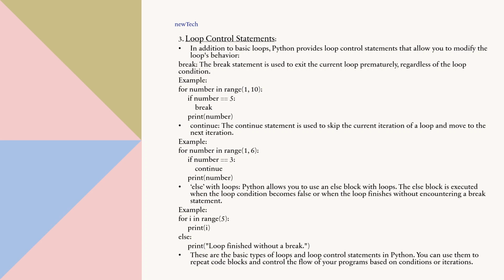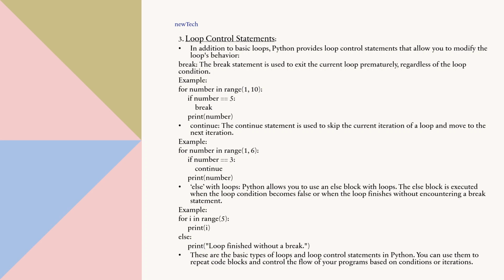Python allows you to use an else block with loops. The else block is executed when the loop condition becomes false or when the loop finishes without encountering a break statement. Example: for i in range(5): print(i); else: print("Loop finished without a break").